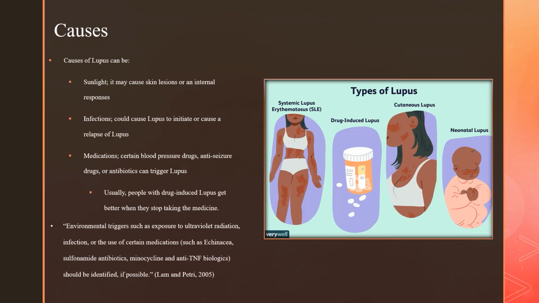Some causes of lupus can be sunlight. Sunlight may cause skin lesions like the butterfly-shaped rash across the face, or an internal response of the immune system. Infections can cause lupus to initiate or cause a relapse of lupus. And medication: certain blood pressure drugs, anti-seizure drugs, or antibiotics can trigger lupus. Usually people with drug-induced lupus get better when they stop taking the medicine that caused the disease. Environmental triggers such as exposure to ultraviolet radiation and infection, or the use of certain medications such as echinacea, sulfonamide antibiotics, minocycline, and anti-TNF biologics should be identified if possible.